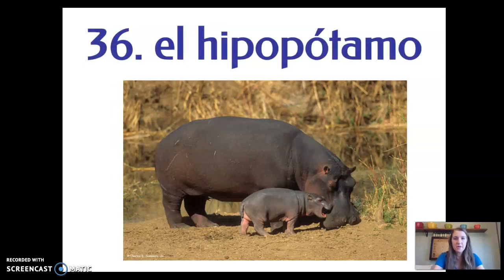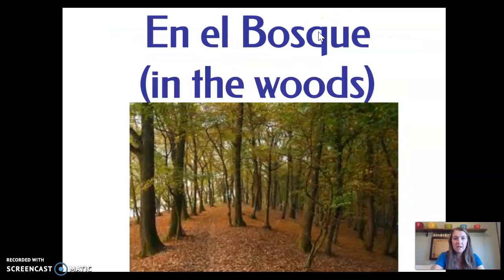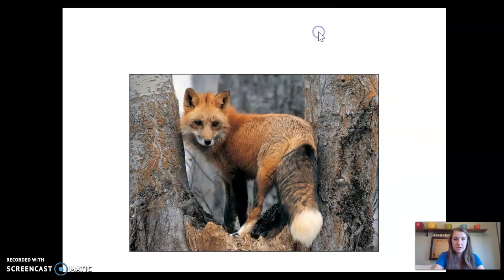All right, here we go with the hippopotamus. El hipopótamo. So a couple things. H is silent in Spanish. And then we have an accent on the O here, right? So it's el, kind of start here with I. El hipopótamo for hippo. And el bosque in the woods or the forest.